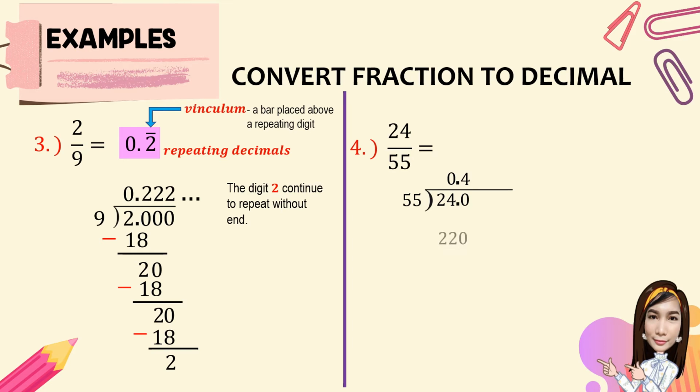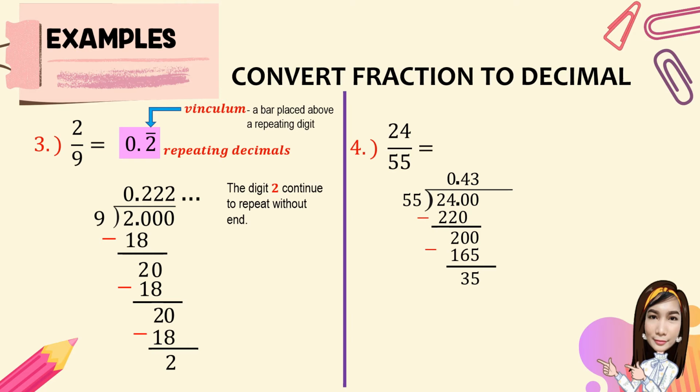4 times 55 is equal to 220. Then subtract 240 minus 220 is equal to 20. 20 divided by 55 cannot be, so we add 0. Then bring down 0. 200 divided by 55 is equal to 3. 3 times 55 is equal to 165. Then subtract 200 minus 165 is equal to 35.